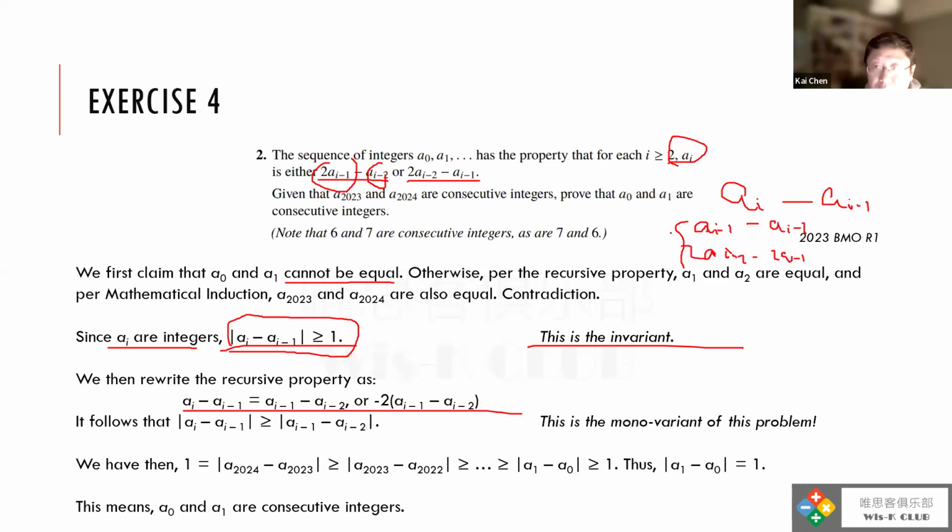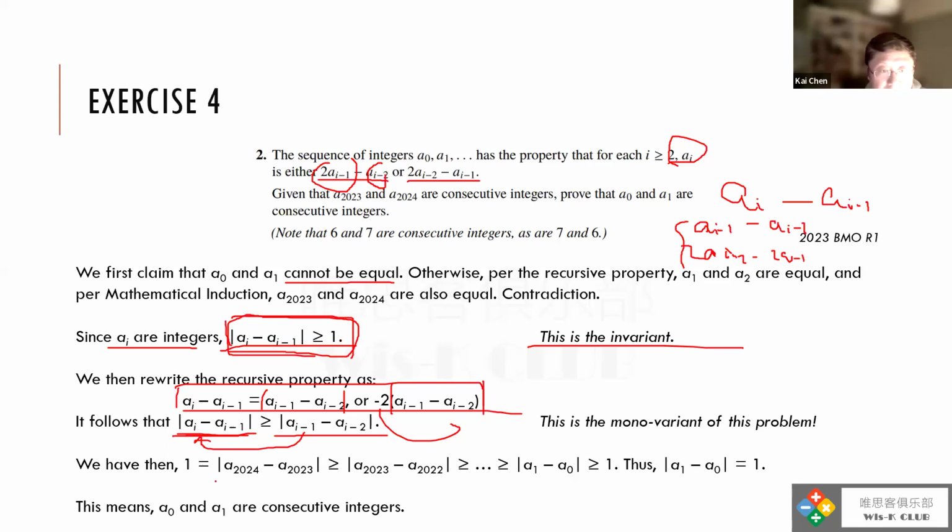According to this recursion, we get this one, and we just take the absolute value. So this one must be bigger than this one. In the first case it's equal, in the second case, because it's 2 times, it's bigger. So you see the absolute value of the difference is increasing from i minus 1 to i. But we get a ceiling. This is the starting point, and we get the ceiling.